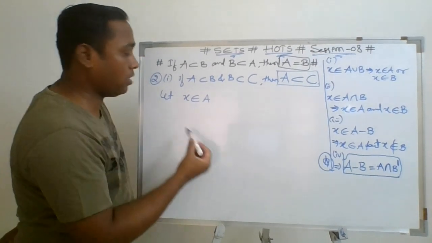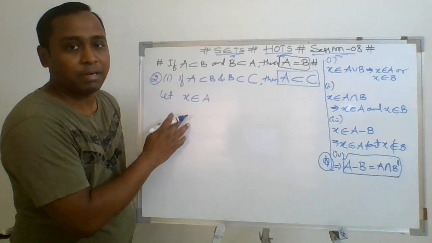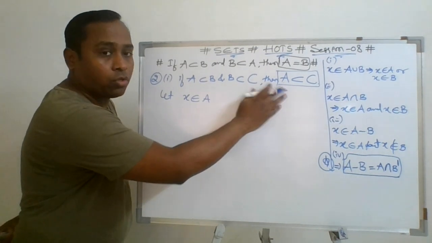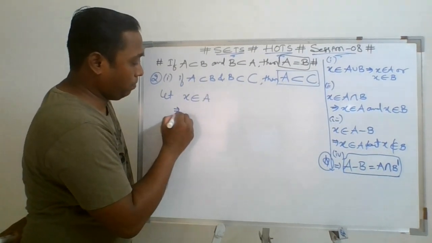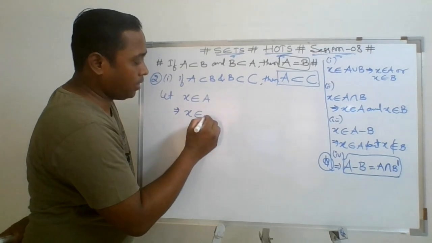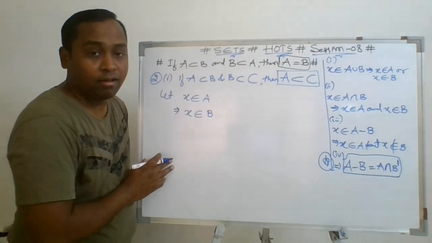So I will start the assumption like this: let there be an element X belonging to the set A, which implies that X also belongs to B.